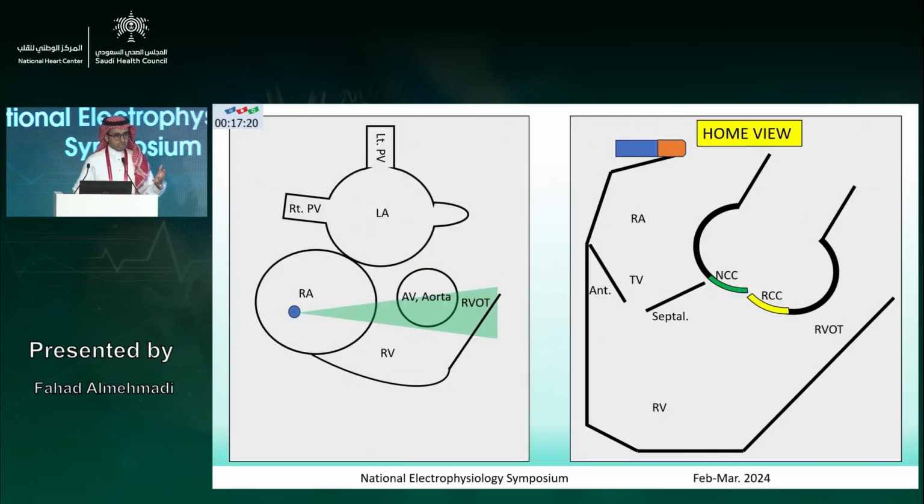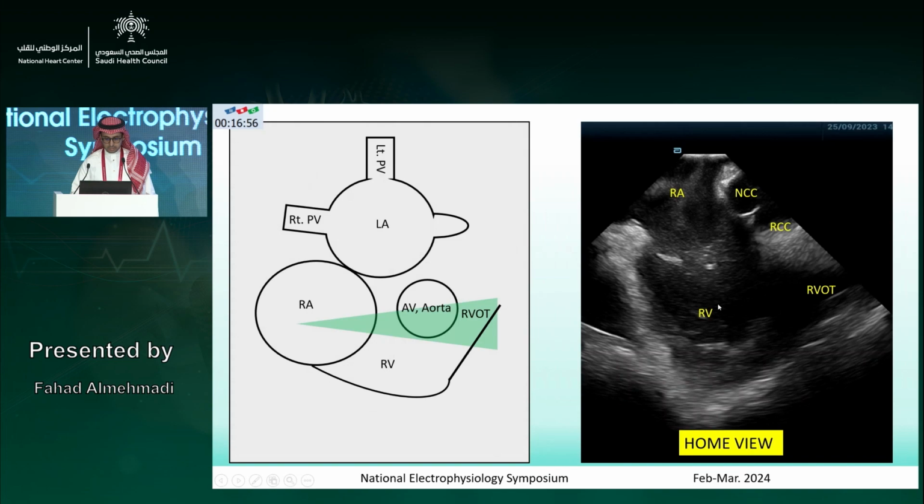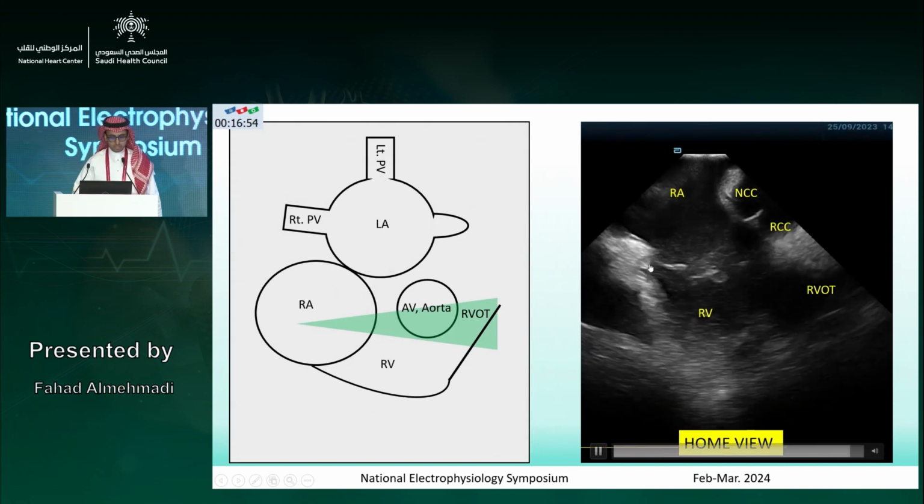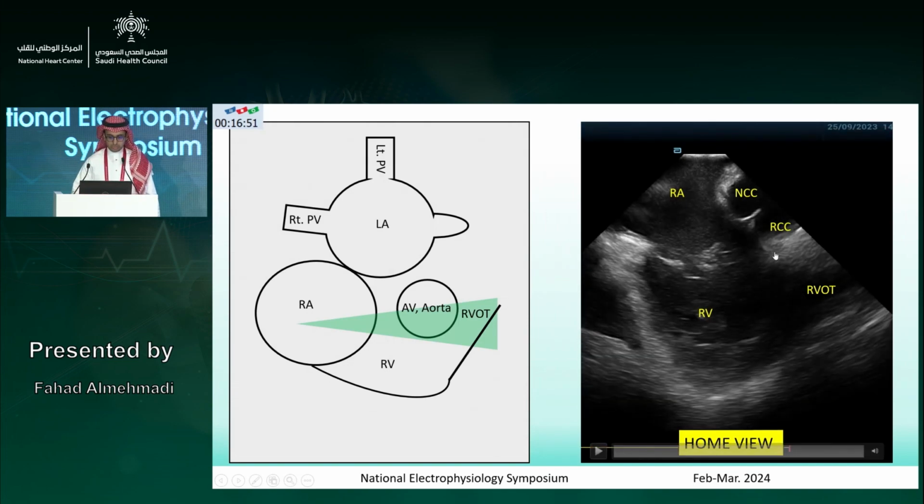This is some of my slides from ICE talks. When we put the catheter inside the heart, the first thing that we see is the home view, and this is how the heart looks. You can see the atrium, the tricuspid valve, the right ventricle, the RVOT, and the aorta. This is more like a view of the ultrasound beam inside the heart, and this is exactly what we see in the home view: the right atrium, the aorta, the 2 cusps, the right ventricle, and the RVOT. This is our starting point when we use echo.